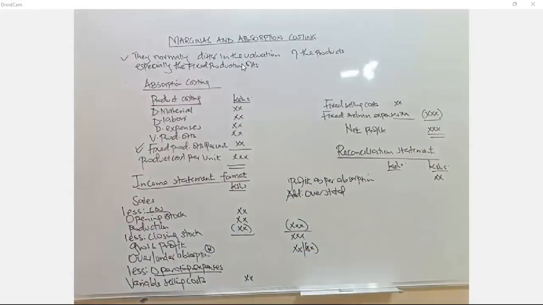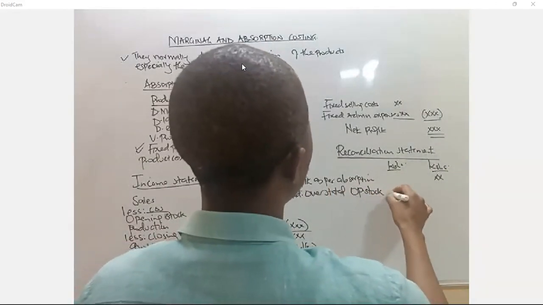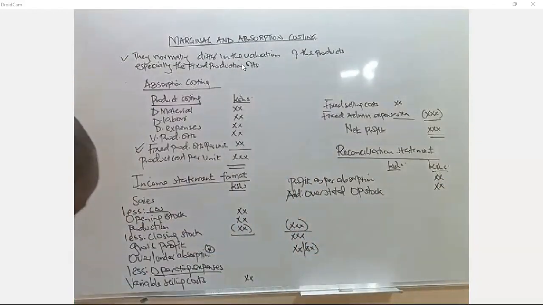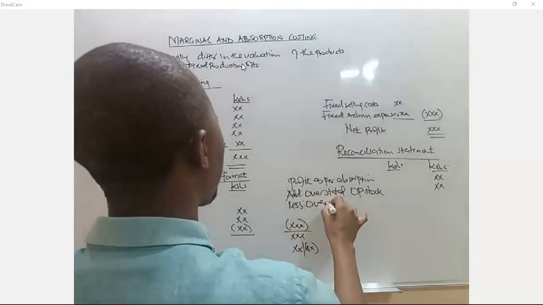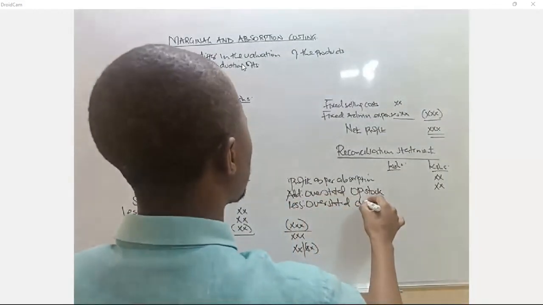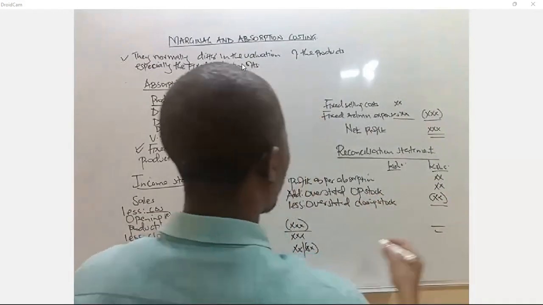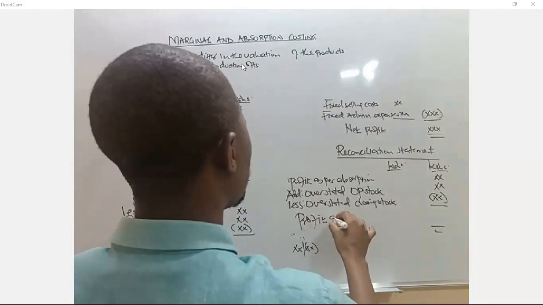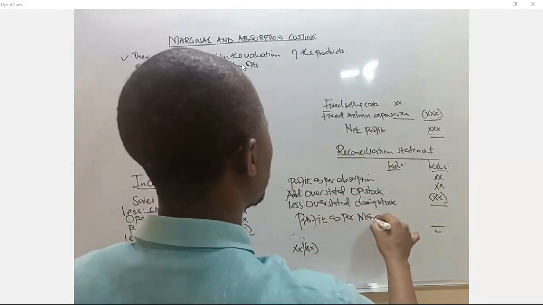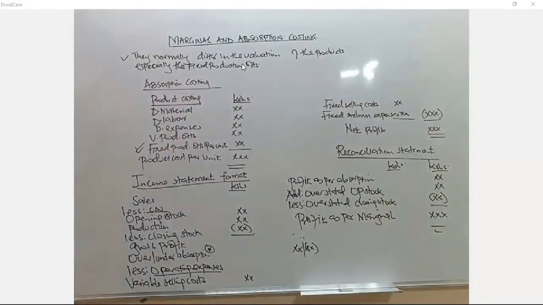We add our overstated opening stock. Right? We had overstated opening stock. We less overstated closing stock. What we're supposed to be getting there should be the profit as per marginal. Profit as per the marginal, you put it there. The profit as per the marginal, you're going to be factoring it there.